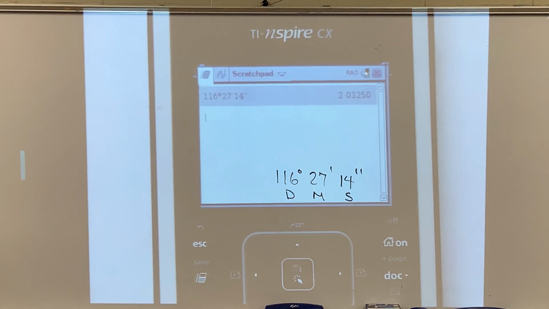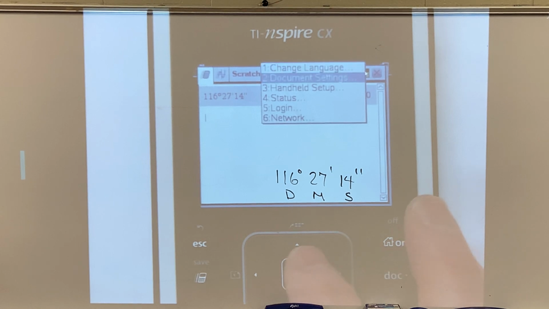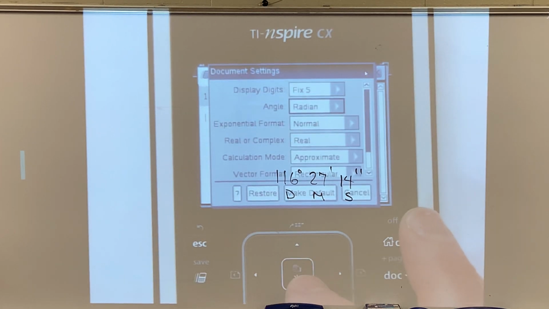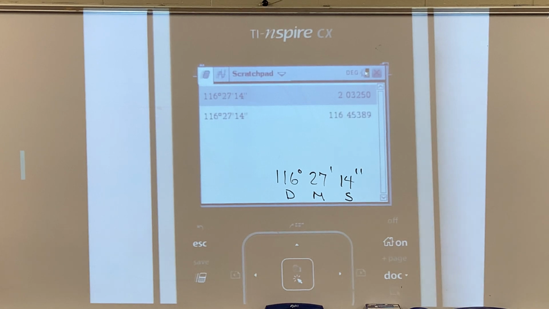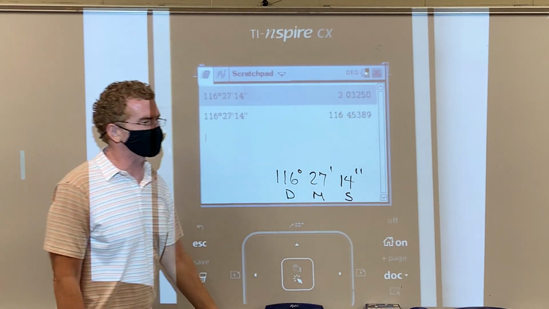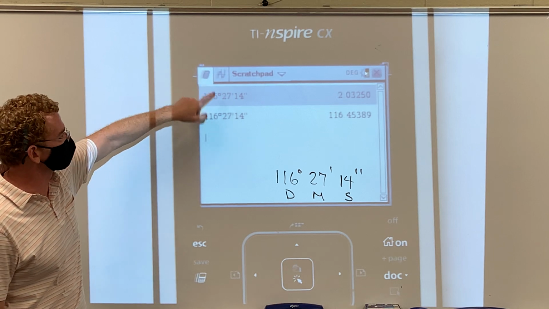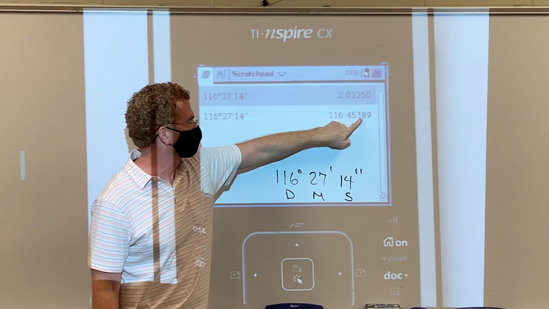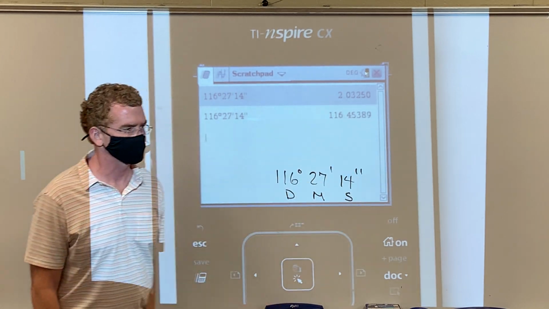And then all I gotta do is hit enter, and that is not right. Make sure that you are in degree mode. Document settings, degree, enter. Okay, go back up there. There we go. So do you see how I had to be in degree mode? If I'm not in degree mode, it thinks I'm talking about 116 something else, maybe radians, who knows what else. So I'm putting it in degree mode, and then you can see that it's 116.45 degrees. And that'd be called decimal degrees.